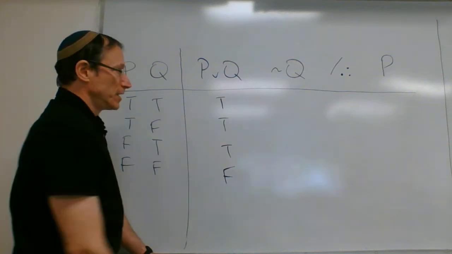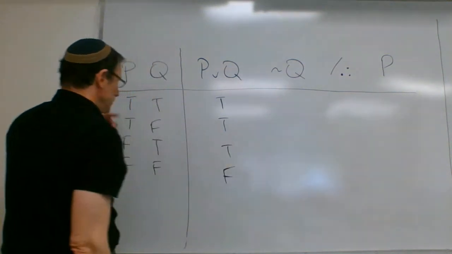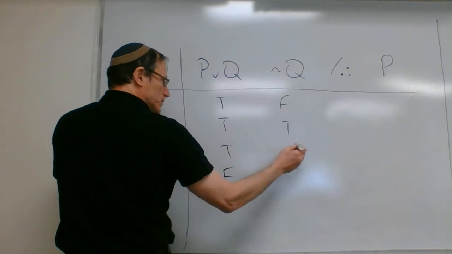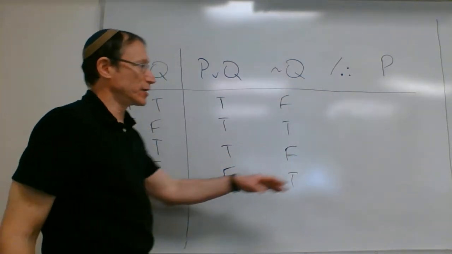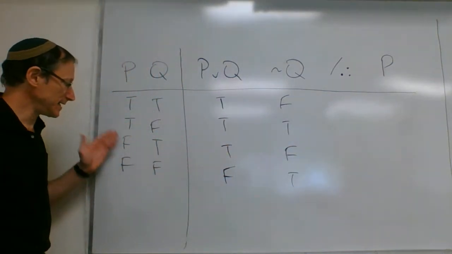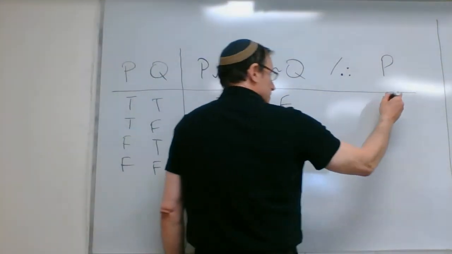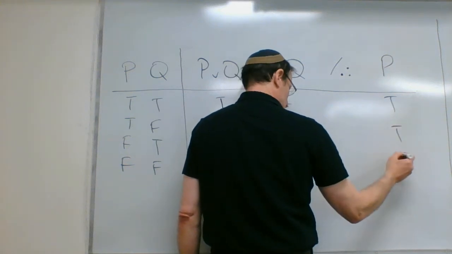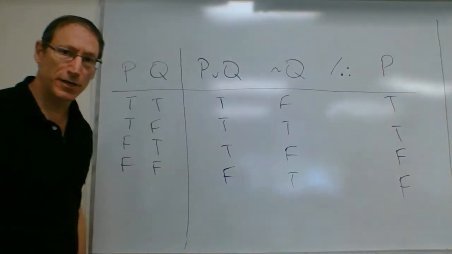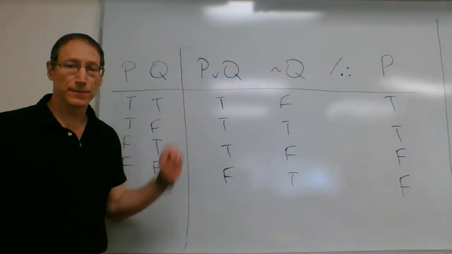All right, so now not Q. I need to do not Q. So not Q is going to be false, true, false, true. And what's the value of P? Well, the value of P is whatever it is over here. So it's T, T, F, F. Okay, I've done my truth table for the argument.